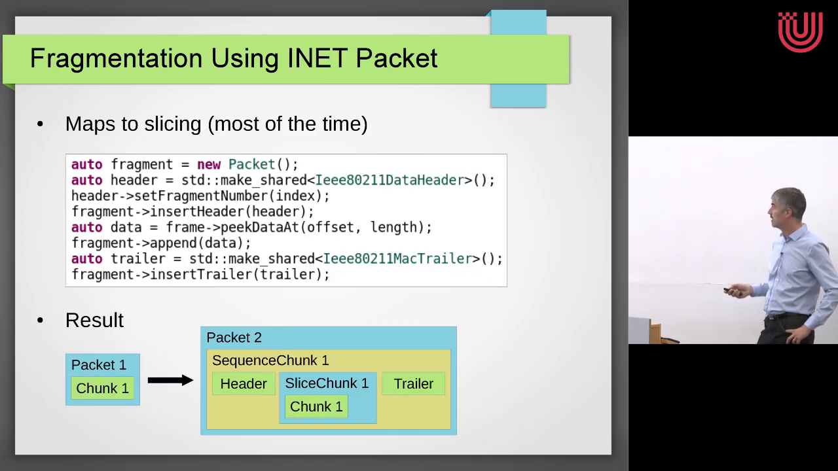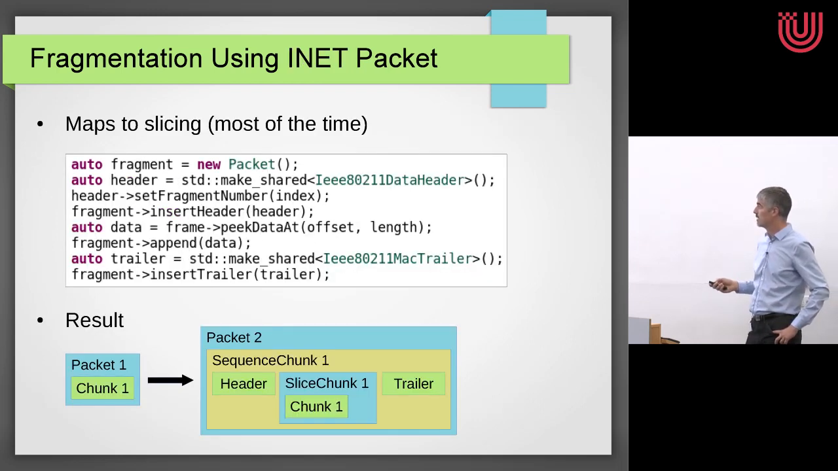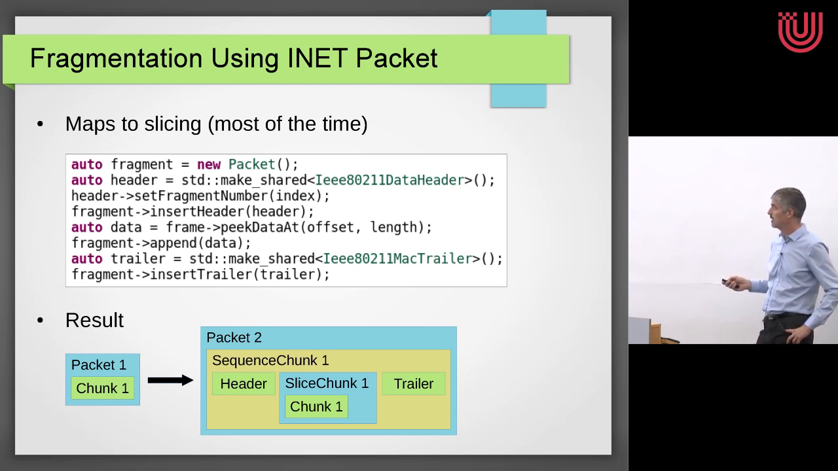In INET, with the new INET packet, what you do is you create a new packet with the fragment header, insert the header, and then simply pick the part from the original packet at a given offset and length. That's the data, and you just append it, and then you insert the trailer, and you will end up with a structure something like this. So you start with a packet 1, which contains one chunk, and it's going to be inside packet 2 in a slice, because that's just a slice of the original packet, and some header and some trailer. It could be much more complicated than that, and simpler also.